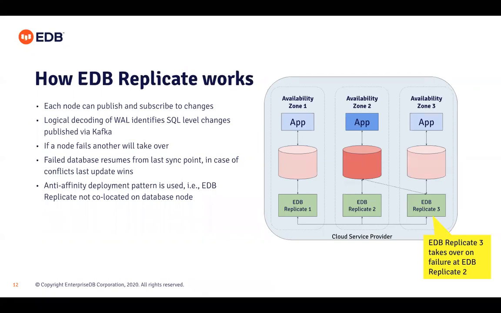And in this diagram, we're showing the active application running in zone 2. So traffic is routed to this zone from the internet. The application is running there. The database in zone 2 is the active database taking writes. And then the EDB Replicate service is behind the database, making sure things are replicated to the other databases.